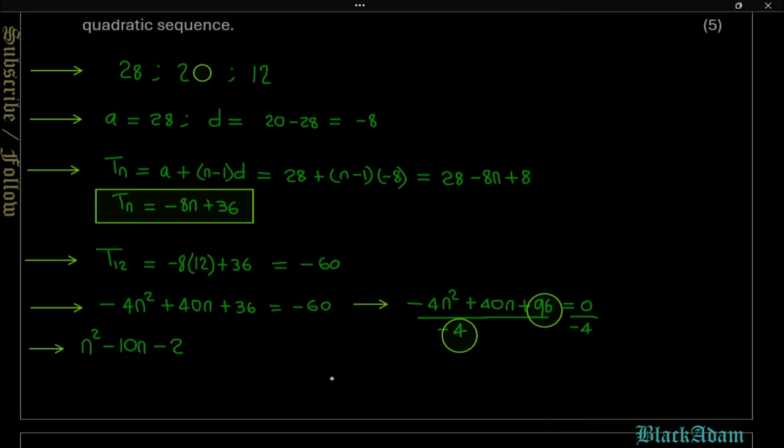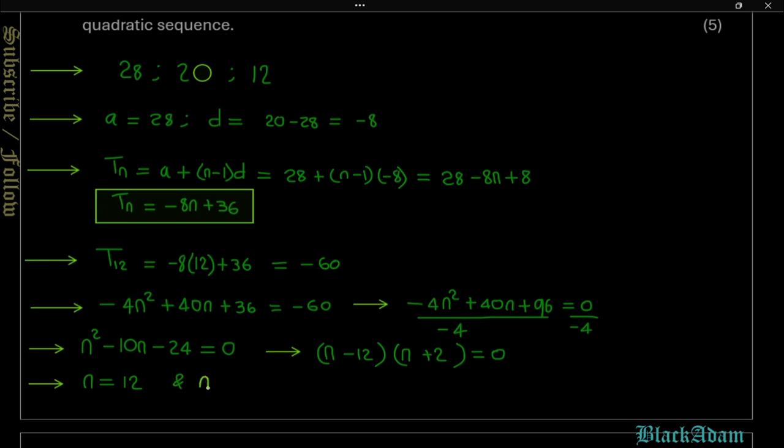And then those are the two terms we look at, so we find the factor. So that's n squared -10n -24 is equal to 0. And all we have to do now is factor it out. So it's going to be -12 plus 2 as the two factors that have the middle term -10 and the product of -24. So n is 12 and n is not equal to -2. So that's our answer. So that means it's the 12th term that has the value of -60.